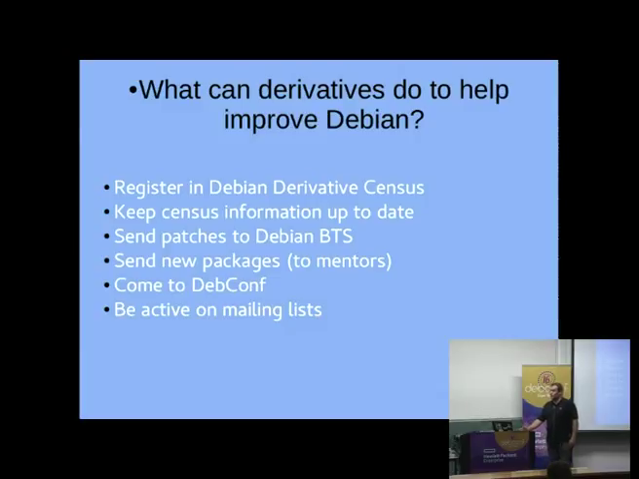Well, yeah, what can derivatives do to help improve Debian? If you run a derivative, it would be really helpful if you join the census we have on a wiki page on wiki.debian.org and keep that information up to date. You may send patches to the BTS, and sometimes there are patches that are specific to a certain derivative. Those lines of code would be nice if they get into some kind of conditional. Like if, for example, GCC builds for Ubuntu, then they apply different patch sets. So that's in a conditional way.